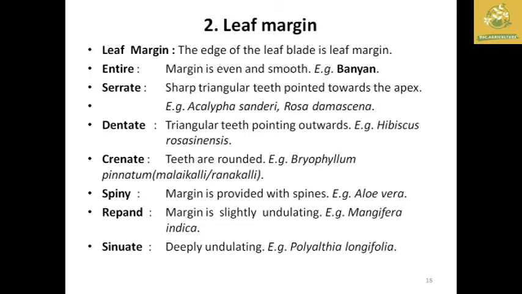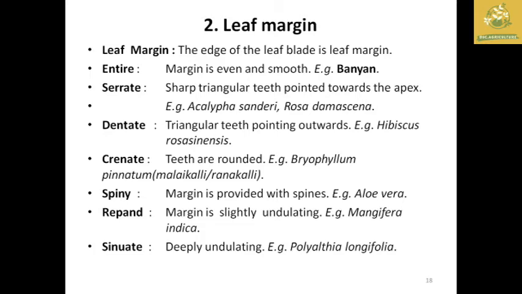So the entire margin is even and smooth, said to be known as entire. Example: banyan. And then serrate, where there are sharp triangular teeth pointed towards the apex. Example: Rosa damascena. And dentate, where the triangular teeth are pointed outward. Example: Hibiscus rosa-sinensis. And crenate, where the teeth are said to be rounded.